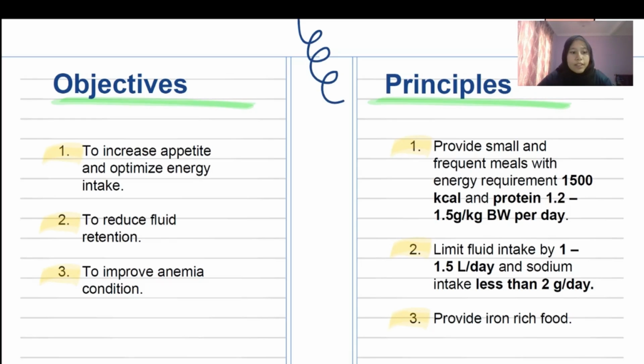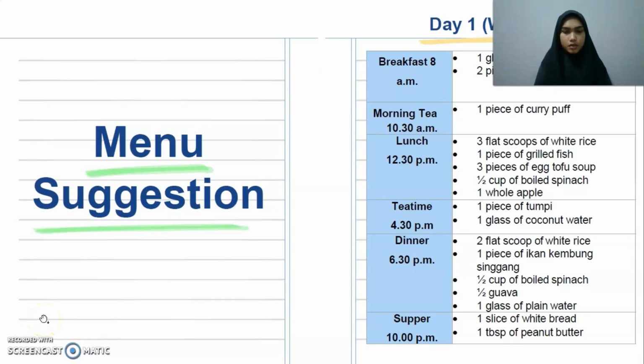And secondly, we want to reduce the fluid retention by limiting his fluid intake to 1 to 1.5 liter per day and sodium intake less than 2 gram per day. And lastly, we want to improve the anemia condition by providing iron-rich food. Next, this is menu suggestion for Mr.